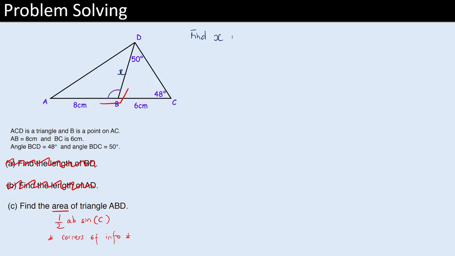Now, if you said to yourself, we've got pairs of information here, I would say to you, you are very observant. Well done. We've got this pair here, and we've got this pair here. And if you remember your pairs of information, that means you're using the sine rule. And we're using the sine rule to find a side. So we're going to have sides on top, pair up. So we're going to have sine 48 underneath, equals 6 over sine 50.